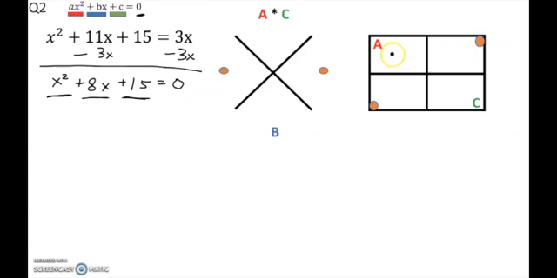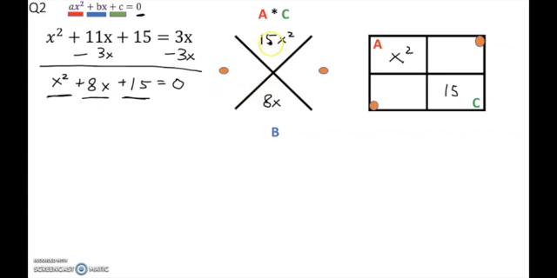So let's first place our a term, which is x squared, in this top left corner. Our c term, which is positive 15, in the bottom right corner. In the top part of our x, we're going to do a times c, so it's 15 times x squared, leaving us with 15x squared. And on the bottom, we're going to place our 8x, our b term.